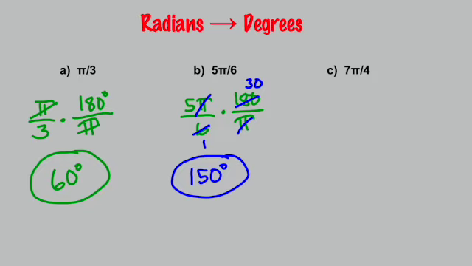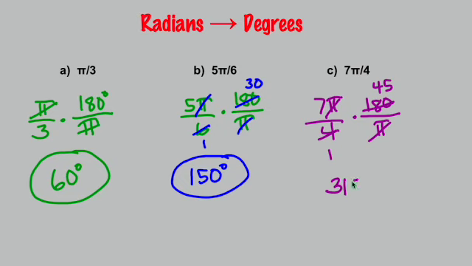And then let's do one more here, 7 pi over 4. So I'm going to go ahead once again and multiply by 180 degrees over pi. My pi's cancel out. If I divide this by 4, I'm going to get 1. If I divide this by 4, I actually get 45. And if you need to, grab your calculator. 7 times 45 is 315 degrees.